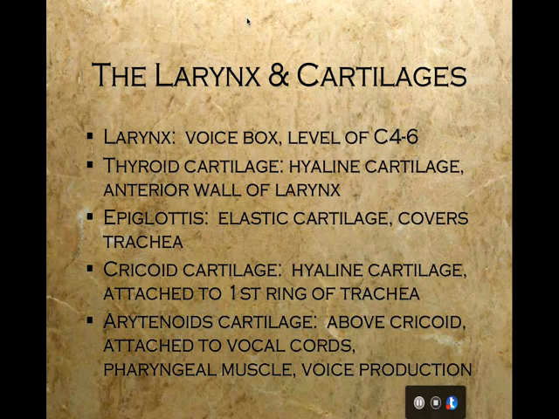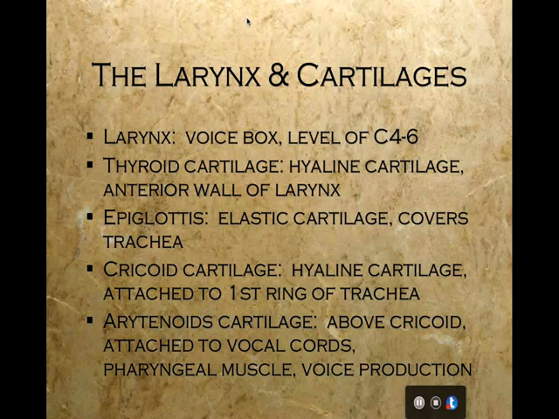The larynx is the voice box. It is located approximately at the level of C4 to C6 of the cervical spine. It has several cartilages that make up the walls. The anterior wall is the thyroid cartilage, and it is made up of hyaline cartilage. The epiglottis is elastic cartilage at the upper portion, which covers the trachea.